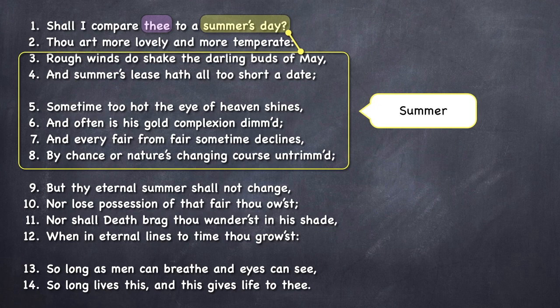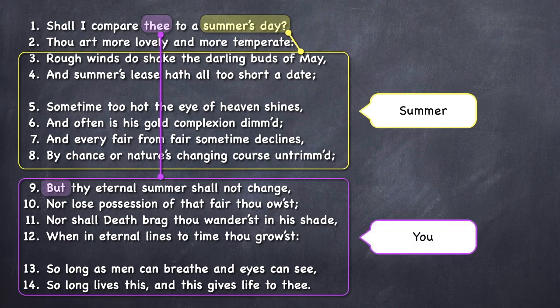First, Shakespeare talks about the summer in lines 3 and 8. It's like the body of the sonnet. And then the second section is devoted to you. And it begins with the word but. But you see, there's a turn here. In line 9, there's a turn. But your eternal summer shall not change. And this section is about you. So these are 2 sections of the sonnet.